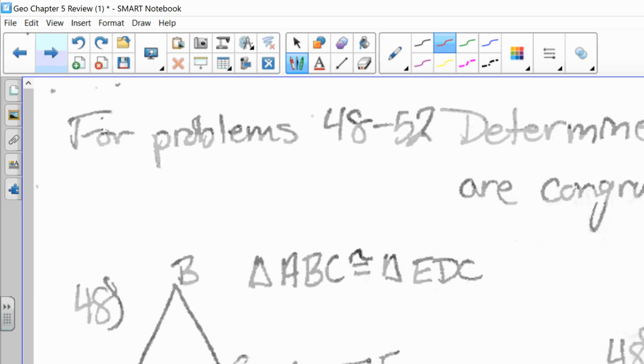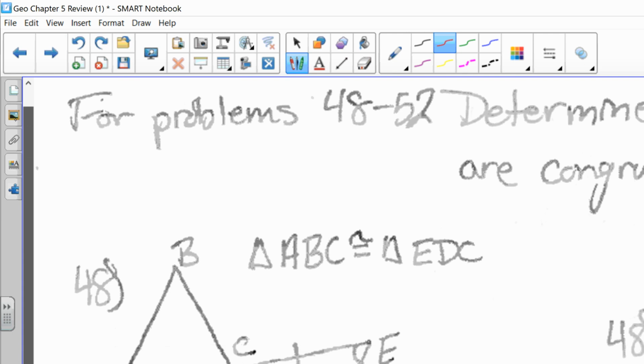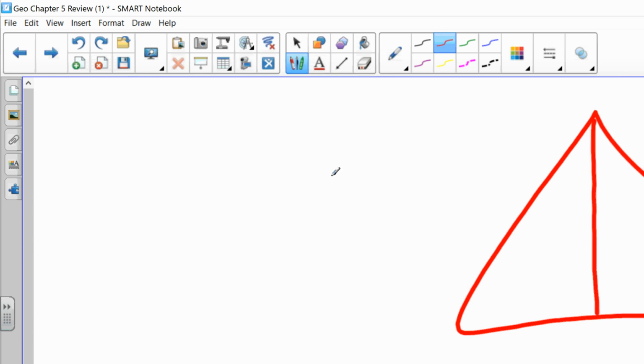I want to look at 48 through 52, the last set of problems, yes? Is there one of those in particular that y'all want to look at? 50? I'm trying to see if I can find. Okay, 50 does, I must have just missed it in the thing. So 50 looks like this here, yes? X, Y, Z, W. Triangle X, Y, W is congruent to triangle W, Y, Z.